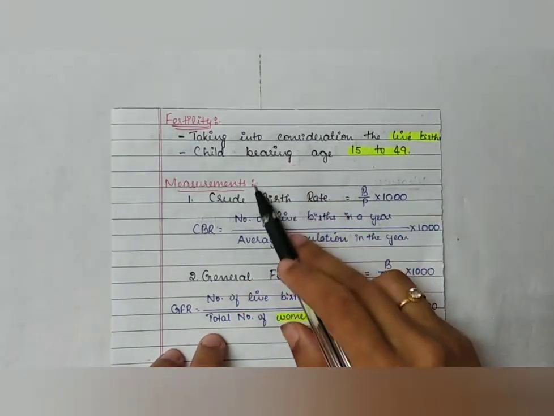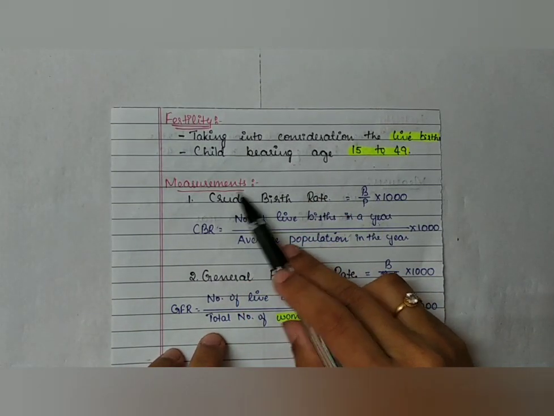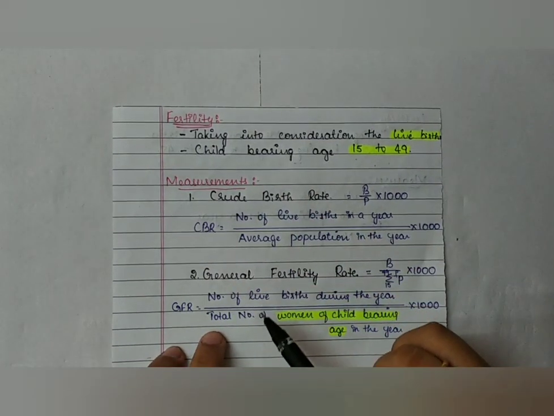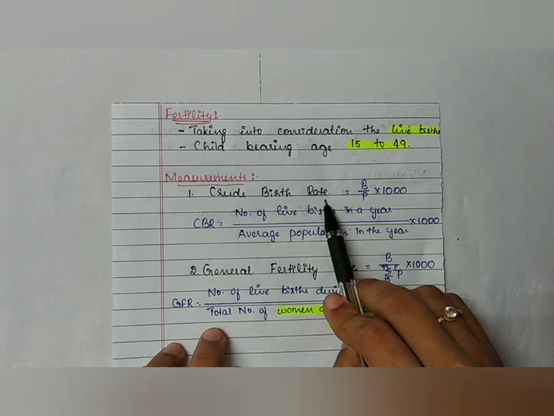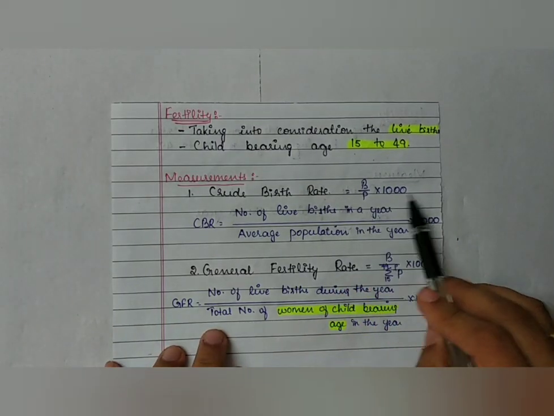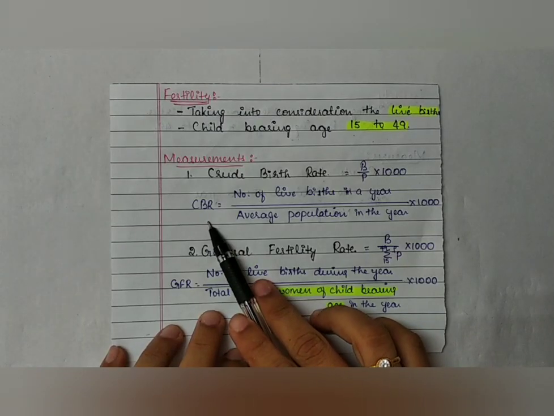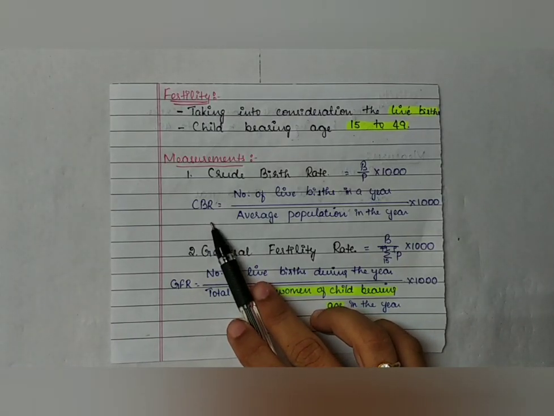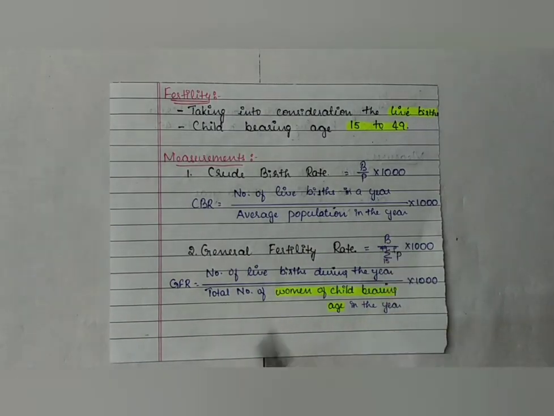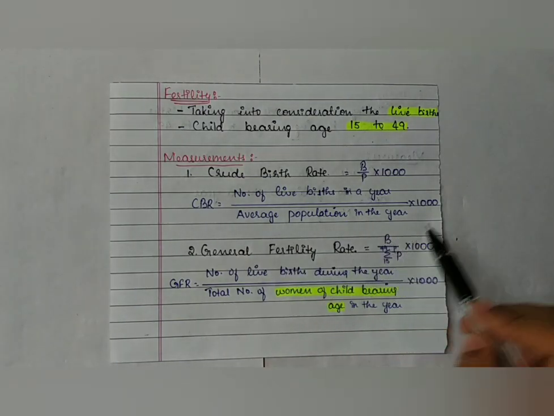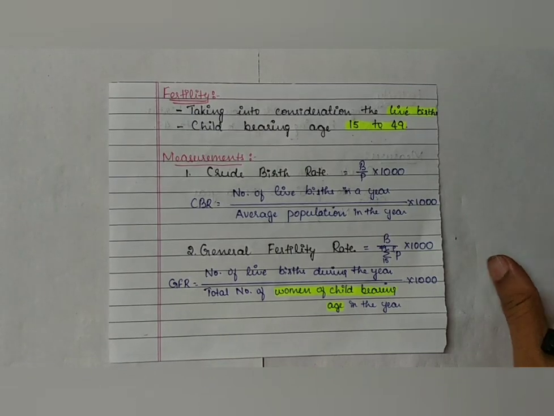So next, there are several methods or measurements to calculate the fertility. First one is crude birth rate. You all know that BYP divided into 1000. So here CBR, that is crude birth rate, is calculated using this formula: number of live births in a year divided by an average population in a year into 1000.